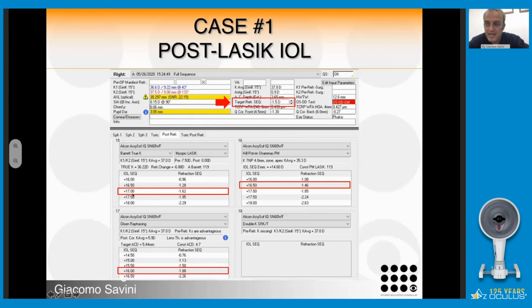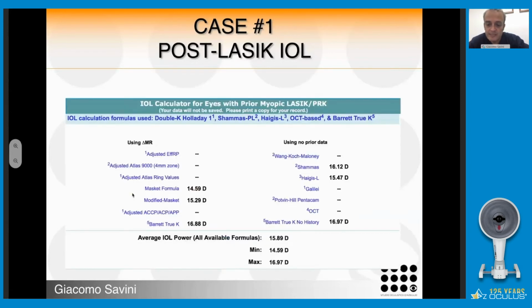Then I always like to compare the results to the most important sources, like, for example, the ASCRS website. Here again, you have the Barrett that provides, of course, the same numbers. And you have some other methods, like the Masket formula, which I like a lot. And in this case, the Masket formula uses the laser-induced refractive change, which was minus 7.5.